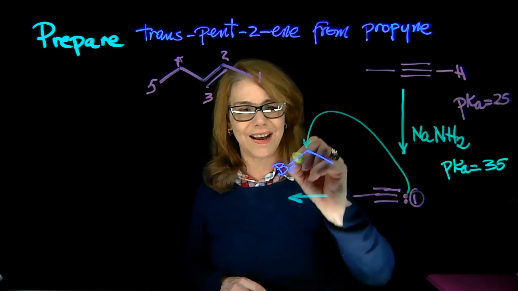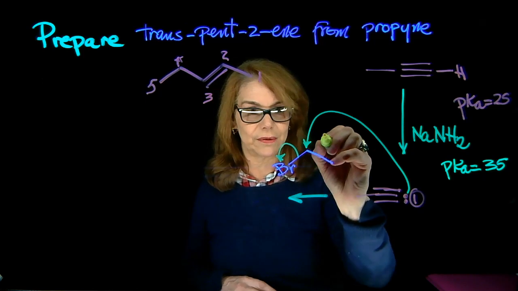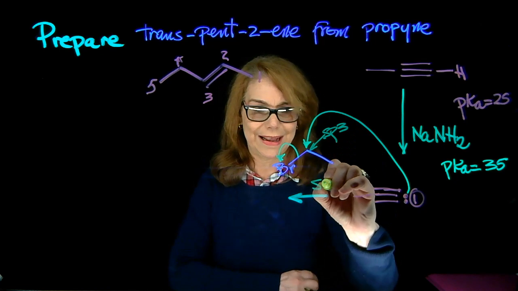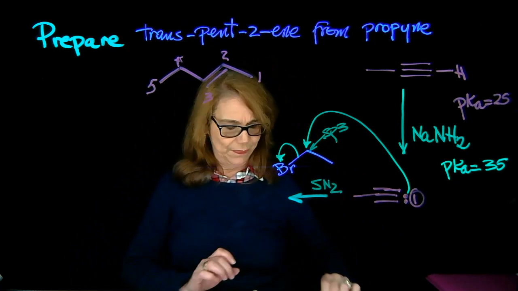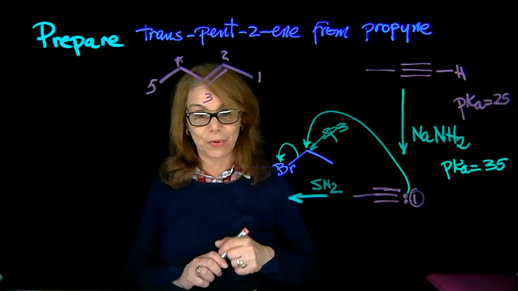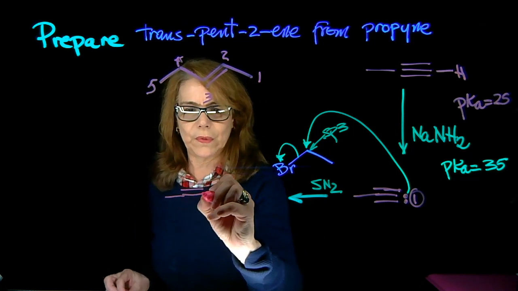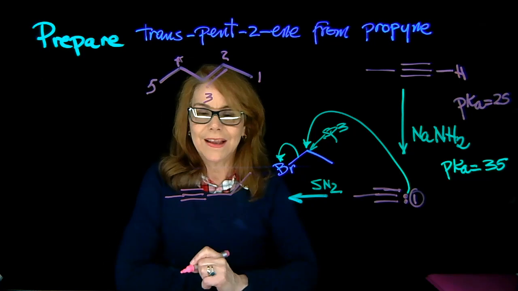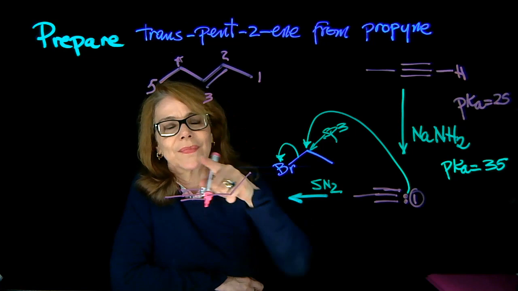So here, attack on the sp3 carbon. The bond breaks, and the electrons are assigned here. So let's just write this down: sp3, and that's an SN2 reaction. Once I have that, now I have the number of carbons that I need. So 1, 2, and 3, and then I have 2 more. So I need to make now a trans alkene from that.